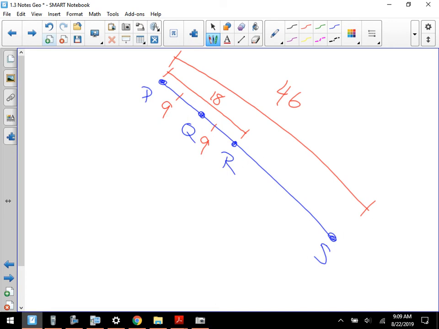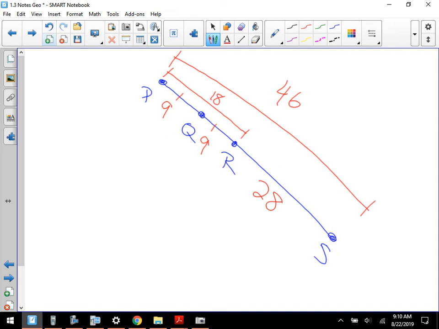Now, going back to the whole thing. We know the whole thing is 46. If I take out the 18, how much is left? 28, good. So I know that RS is 28. Notice how we have not read one of the questions yet. Whenever you have diagram problems with multiple questions, don't read the questions until you work with your diagram. Because now when you read your questions, what's PQ? 9. What's QR? 9. What's QS? 9 plus 28? 37. And what's RS? 28. Once you fill in your diagram, then you go back to answer questions. Does that make sense? Okay.